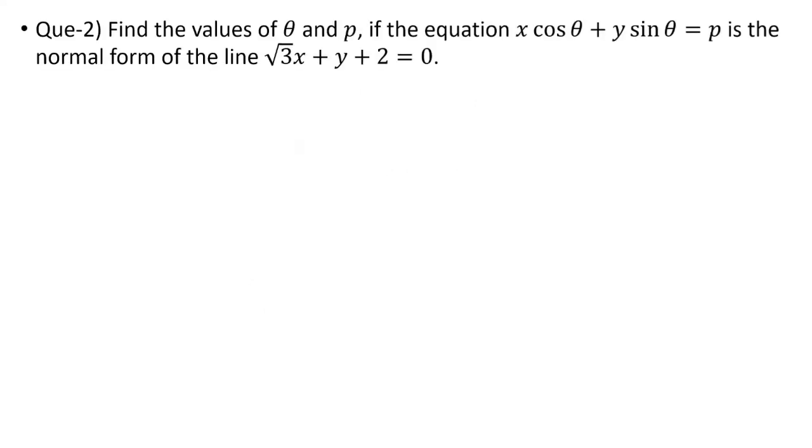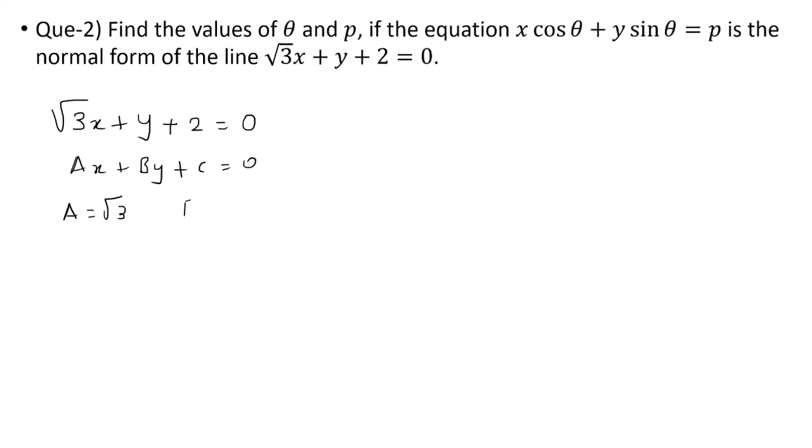To find the values of theta and p if the equation x cos theta plus y sin theta is equal to p is the normal form of the line root 3x plus y plus 2 equal to 0. So we have the equation root 3x plus y plus 2 equal to 0. If I compare this line with ax plus by plus c equal to 0, then I'll get a is equal to root 3 and b is equal to 1.